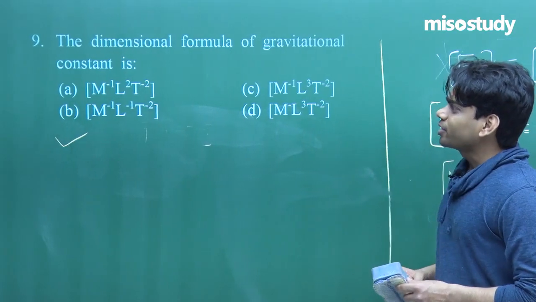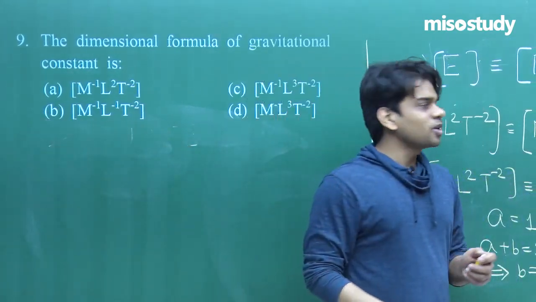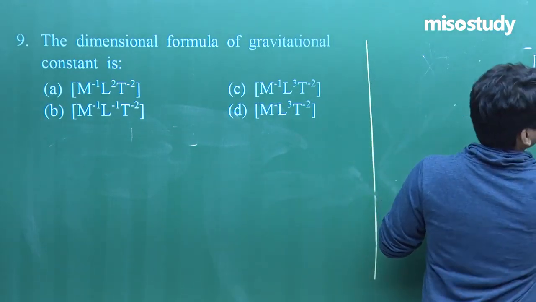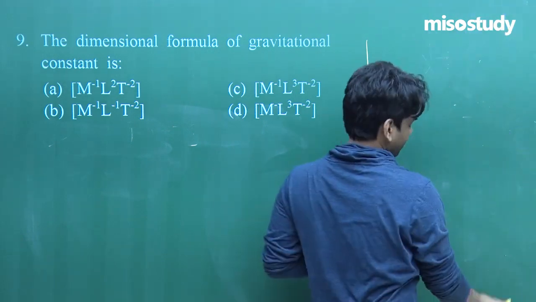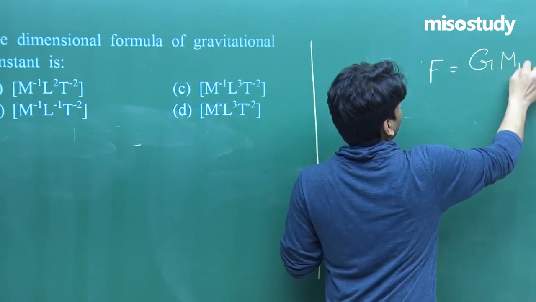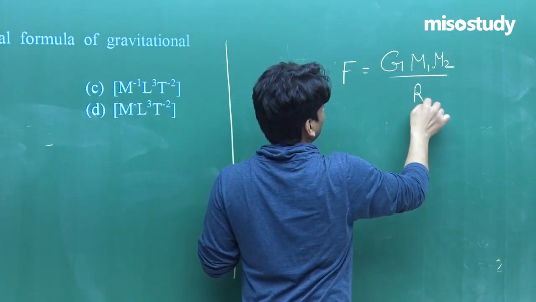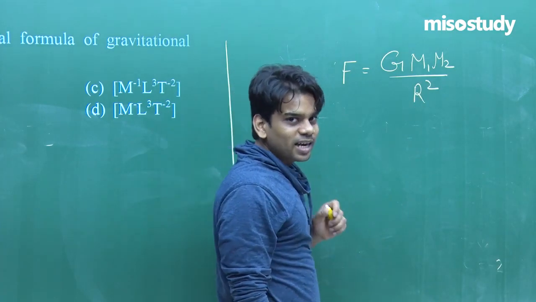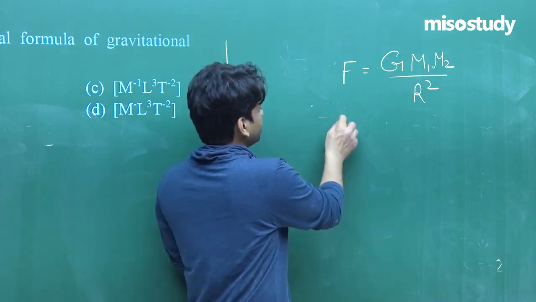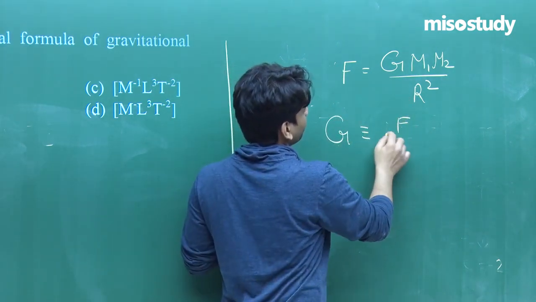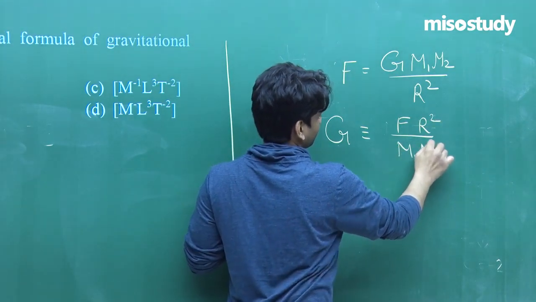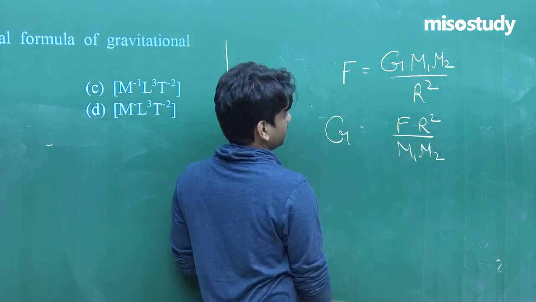The dimensional formula of gravitational constant is, so we need to find the dimensional formula for gravitational constant. You may not know about the gravitational constant yet, but you must be knowing this relation, F is equal to G m1 m2 upon r square. This is the formula for force acting between 2 point masses separated at a distance r. Their masses are m1 m2. So G's dimensional formula will be F into r square divided by the masses. We can write G is equal to this.